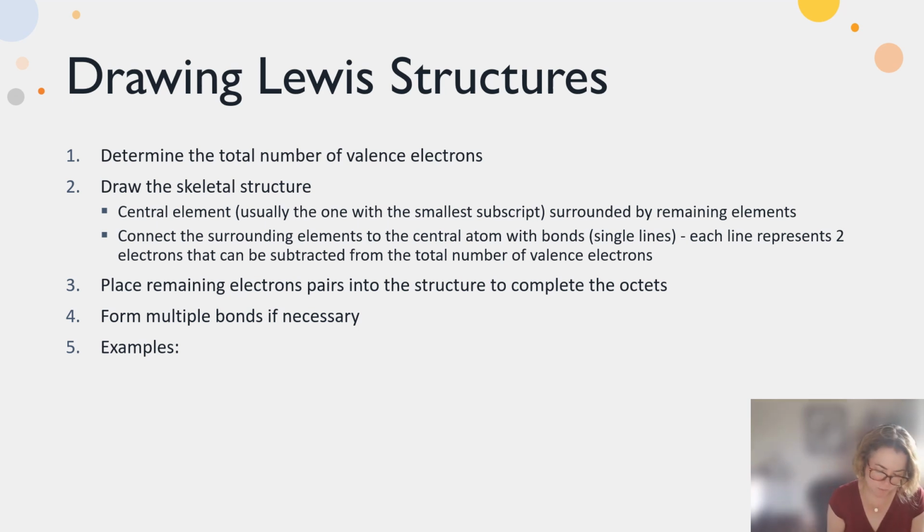Here in this example, we're going to do carbon dioxide. And this is a great example of when you are going to need to use multiple bonds. So I'll show you exactly how to identify that.